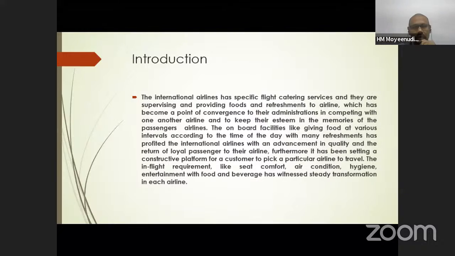So this kind of facilities has profited the international airlines with an advancement in quality and the return of loyal customers to their airline. Furthermore, it has been setting a constructive platform for a customer to pick a particular airline to travel. The in-flight requirements like seat comfort, air condition, hygiene, entertainment, food and beverages have witnessed a steady transformation in each airline.